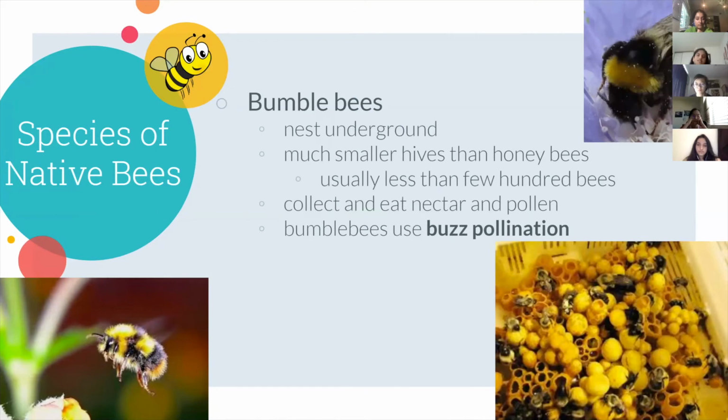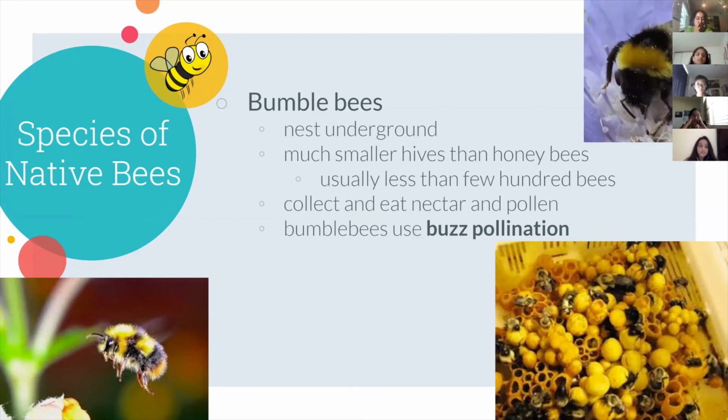So bumblebees, these are the exception to native bees being solitary that we talked about. So they nest underground, so they're ground nesting bees, and they have hives, but they're much, much smaller than honeybees. So usually less than a couple hundred bees.